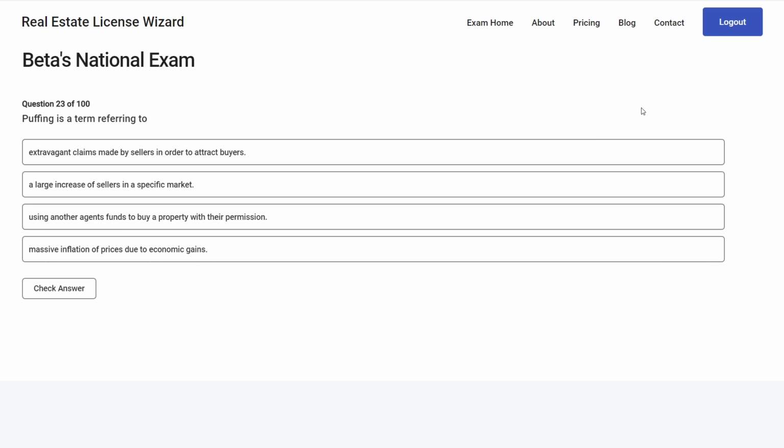All right, 23. Puffing is a term referring to extravagant claims made by sellers in order to attract buyers, a large increase of sellers in a specific market, using another agent's funds to buy a property with their permission, or massive inflation of prices due to economic gains. Alrighty. So we're going to give you guys an opportunity to think about this one.